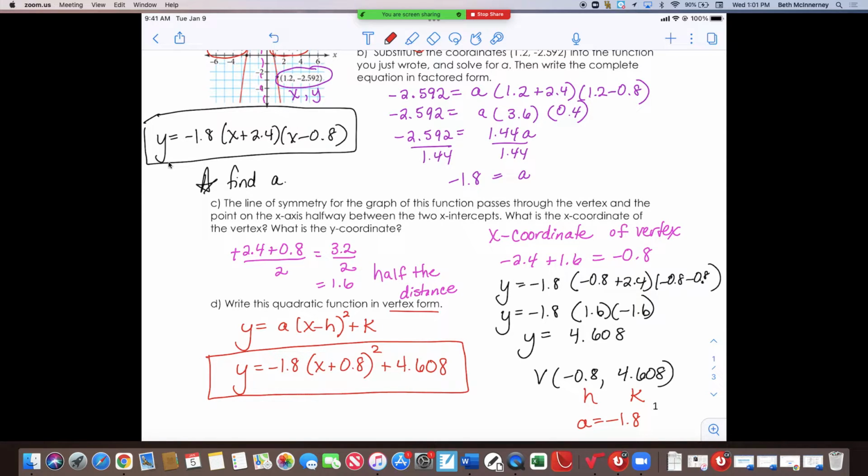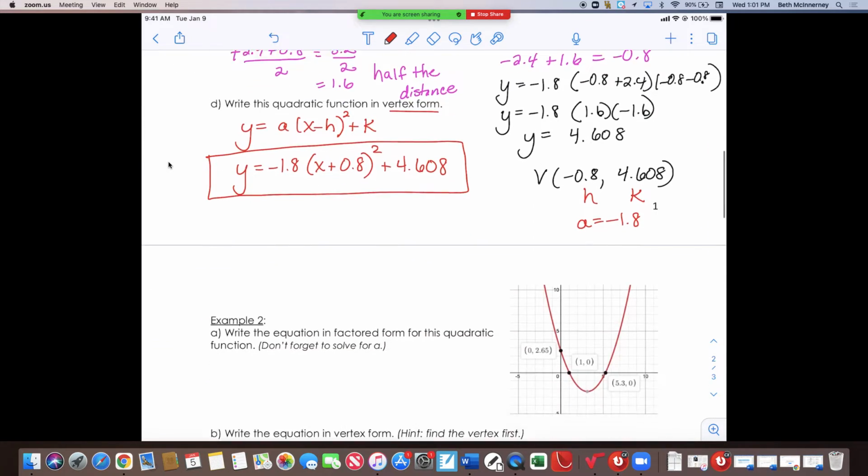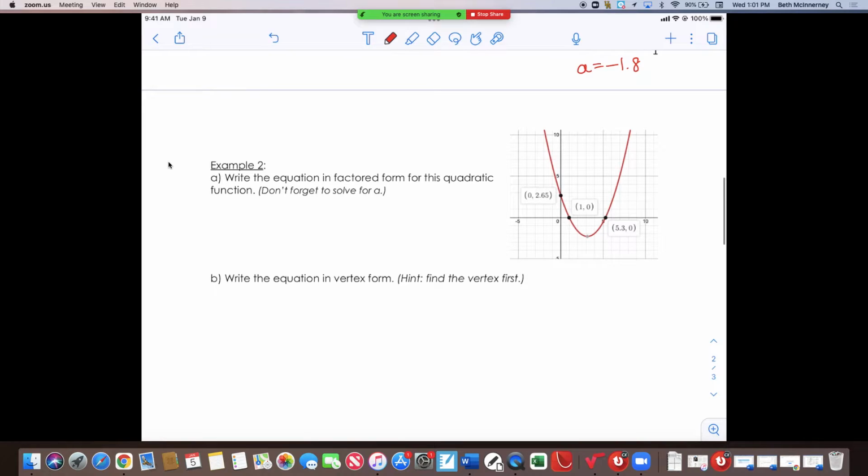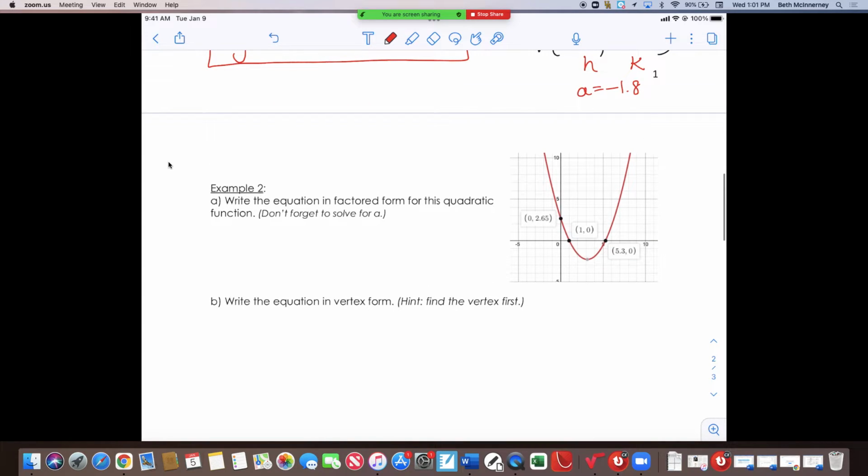All right, questions? All right, so here's what I want you to do. Example 2 is just like this. So I'm going to give you about 4 or 5 minutes. And I want you to talk at your tables, look back through example 1, because I wrote out what to do, and see if you can do this now in example 2.